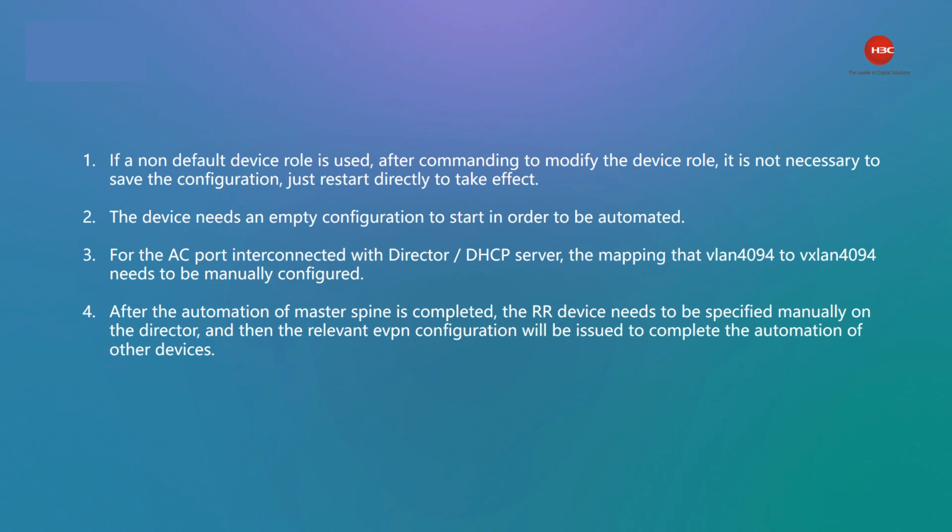Next, after the automation of master span is completed, the RR device needs to be specified manually on the director, and then the relevant VPN configuration will be issued to complete the automation of other devices.